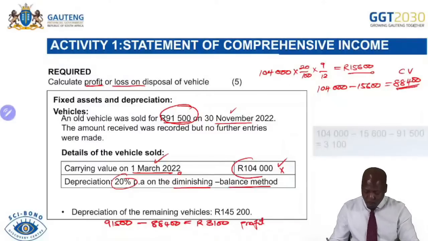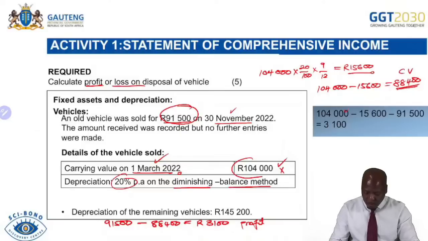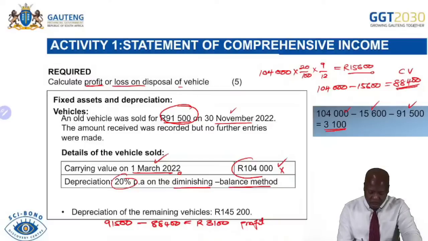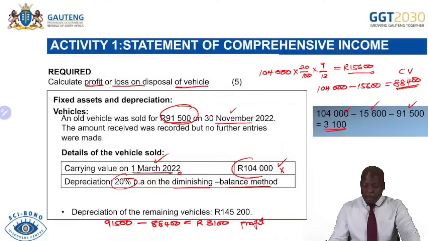So here it is when it is neatly typed out. Remember the 104 minus the depreciation. And then you subtract what we've sold it for. So we end up with the 3,100, which is your profit. Okay, so that becomes the profit on sale of the vehicle. That is your answer. All right, remember, if you're preparing the statement of comprehensive income, this will go to other operating income, profit on sale of vehicle. Let me move on to the next adjustment.